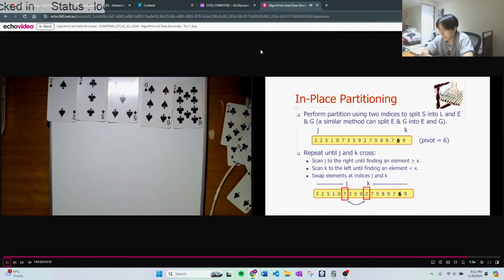So we explain how you can do in-place partitioning. Essentially, the idea is that you just keep track of 2 pointers. Again, we've been doing that a lot.